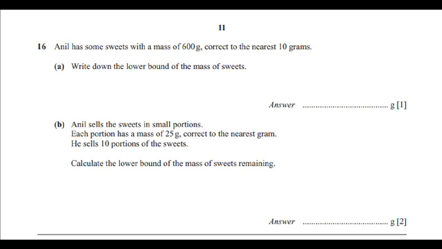Question number 16. Write down the lower bound of the mass of sweets, 600 grams, correct to the nearest 10 grams. So first divide 10 by 2, we get 5 grams. To find the lower bound, subtract 5 from 600, so we get 595 grams.